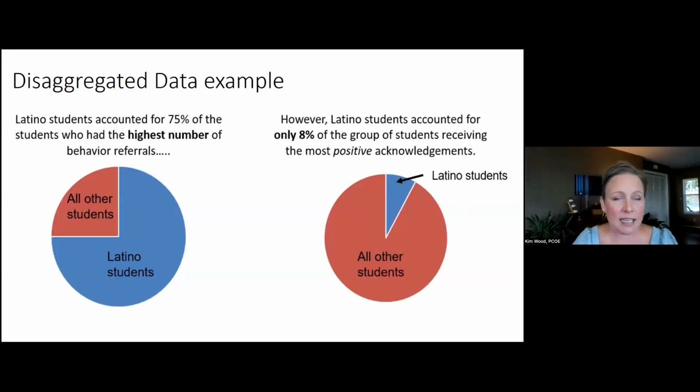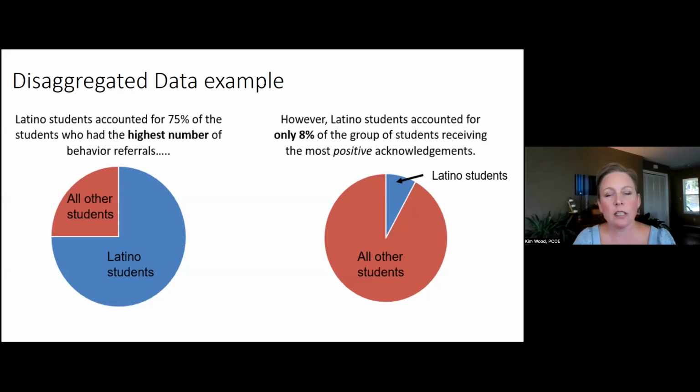And then the last example of data combines disaggregated data for student groups with behavior referrals and positive acknowledgements. This was from one of our community schools a while ago. What I saw in our behavior data was that Latino students were 75% of the students who had the highest number of behavior referrals. So I wanted to see how often those same kids were getting positive acknowledgements. Looking at our Live School data, this really was eye-opening for us, because they only accounted for 8% of the group of students receiving the most positive acknowledgements.